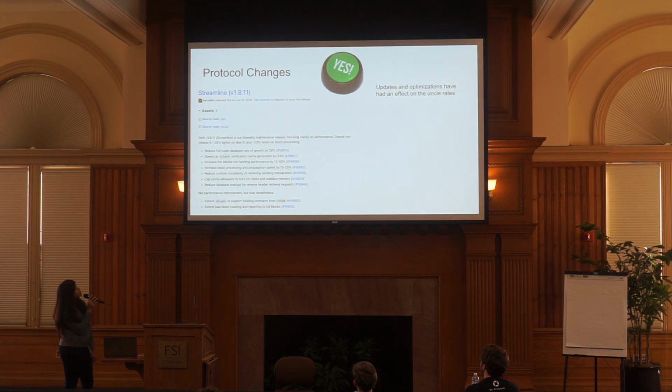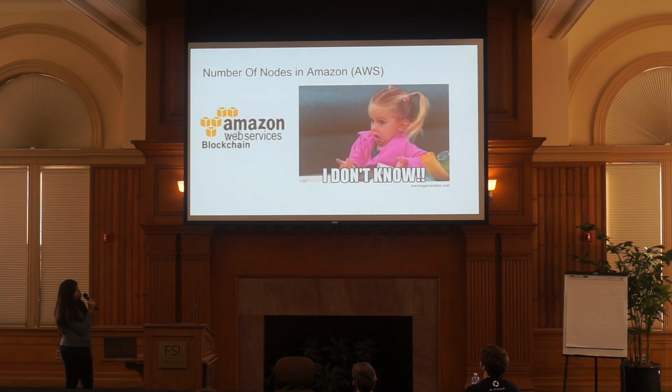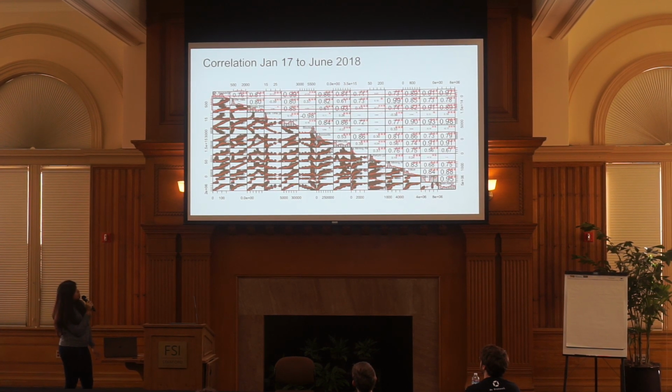We did conclude that some of the protocol changes and optimizations have definitely helped in terms of the uncle rates. We don't have any data on Amazon, so it's really hard to tell. But this is some of the regression analysis that we started running. This is data from last year, looking at what impacts the uncle rate the most. Definitely the number of transactions, the hash rate, the block size, the number of accounts, but correlation doesn't necessarily mean causation. And also the rewards and the price of Ether.